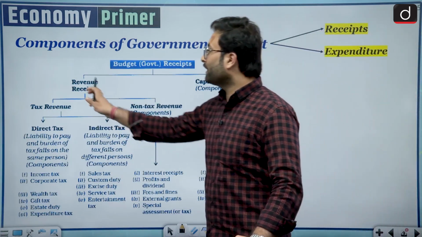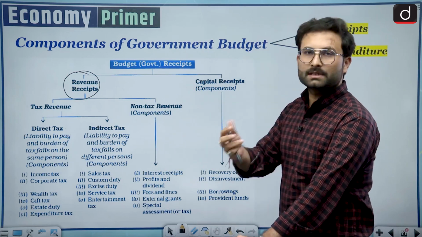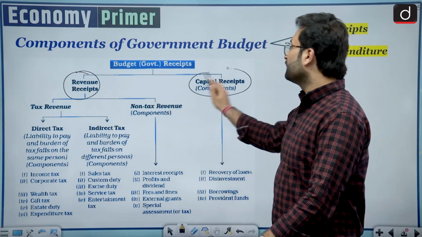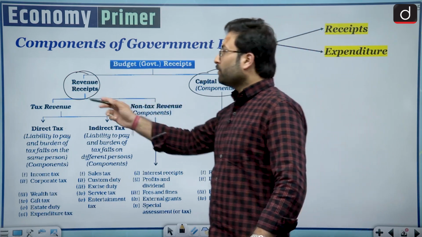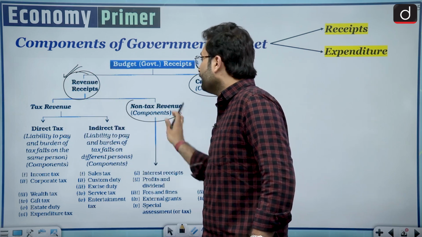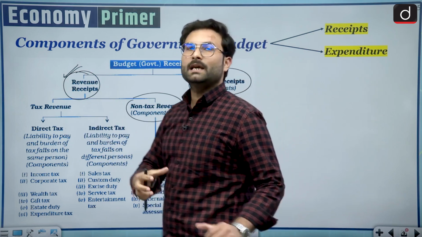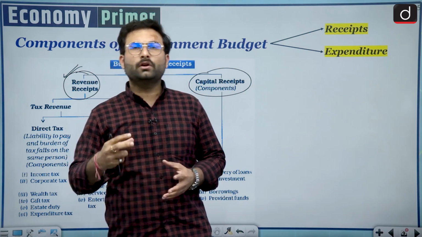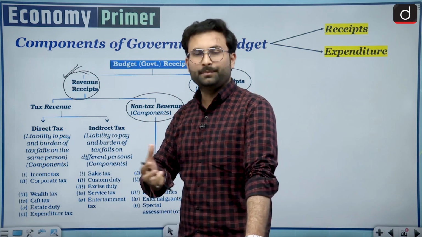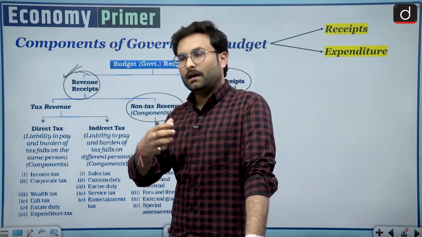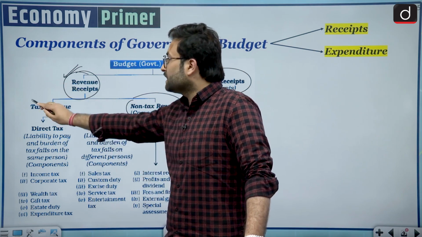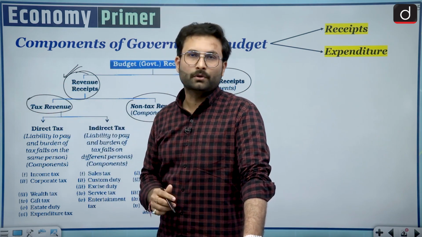When we are talking about receipts, whatever is coming to the government, there are revenue receipts and there are capital receipts. When we are talking about revenue receipts, we have tax revenue receipts and we have non-tax. Government has various sources of income. One of them is tax revenue. From taxes, government collects from the people on income, or goods and services tax, etc. Such incomes are basically your tax revenue.